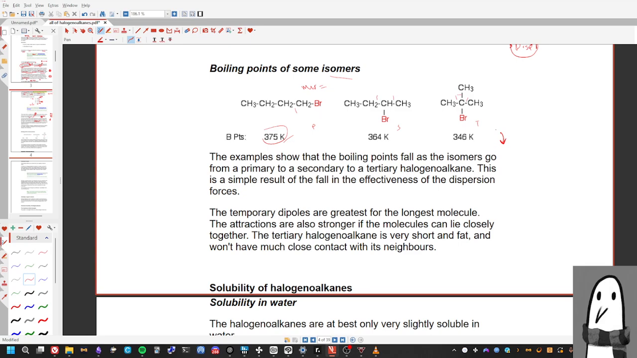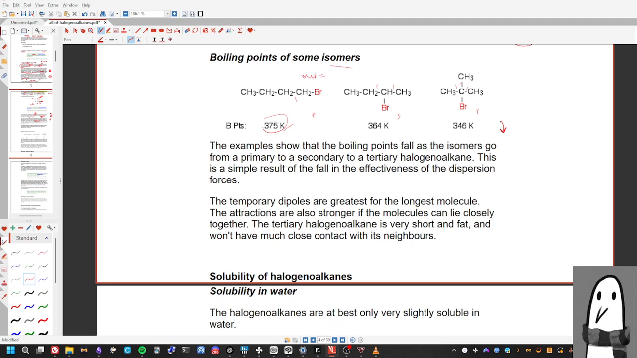Now, boiling points fall as you go down from primary to tertiary halogenoalkanes. Now, this is a result of the fall in effectiveness of dispersion forces. As you remember, for dispersion forces, not only was the electron number important, but also the surface area and how close it is, like distance, surface area and distance from the other alkane, or the other, how do I say it?